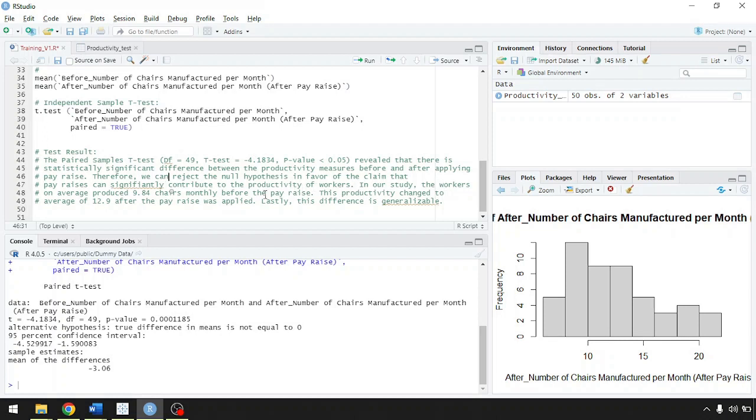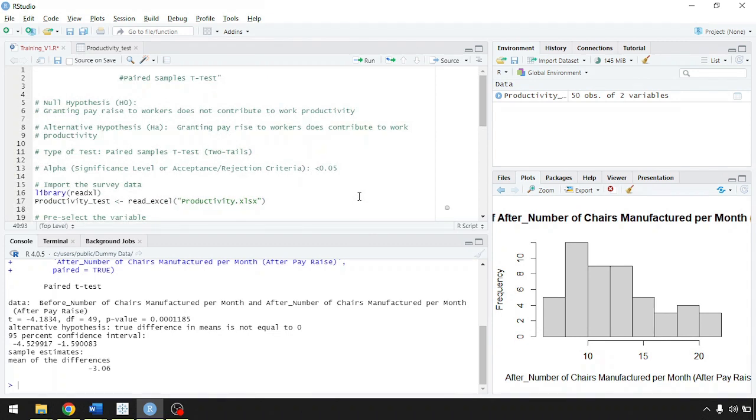In our study, the workers on average produced 9.84 chairs monthly before the pay raise. This productivity changed to an average of 12.9 after the pay raise was applied. Lastly, this difference is generalizable. So in a nutshell, our paired samples t-test revealed that it is statistically significant to claim we can reject the null hypothesis, and that giving a pay raise to workers actually does impact their overall productivity. I hope this video was helpful.